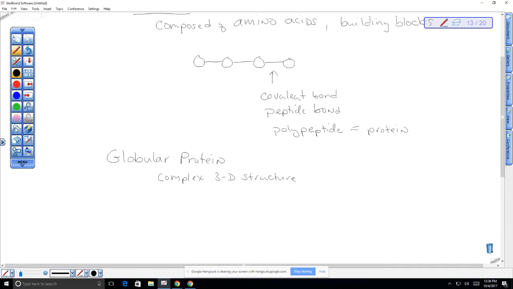Globular proteins, by definition, are soluble in water. That means they have to have polarity, so they're attracted to water and water can pull them apart. They are also relatively unstable, which means that they can unfold under certain conditions.